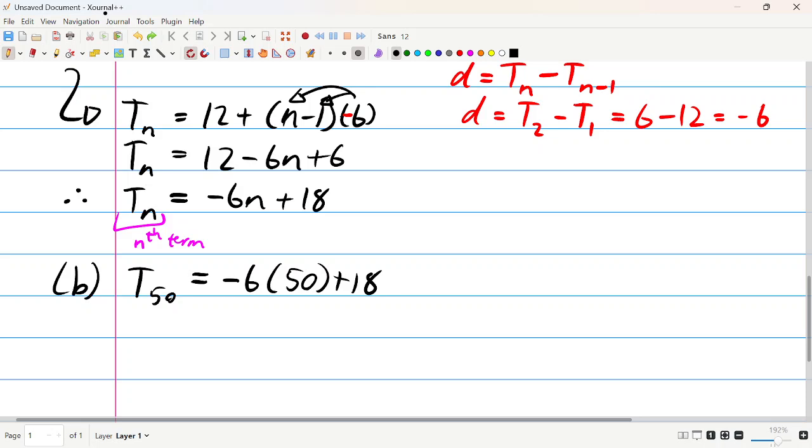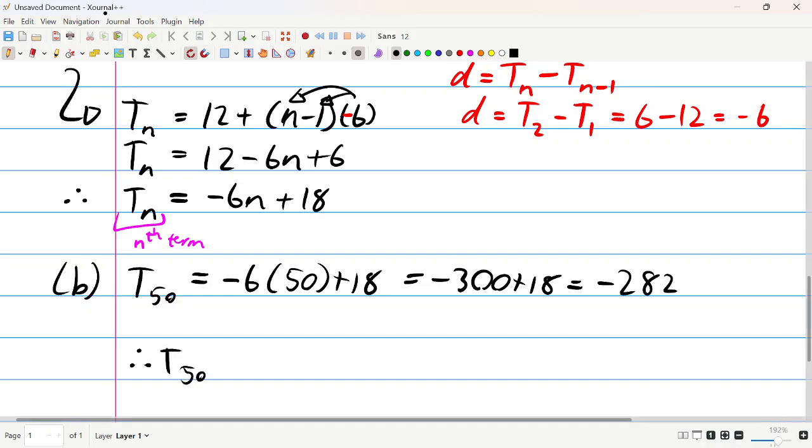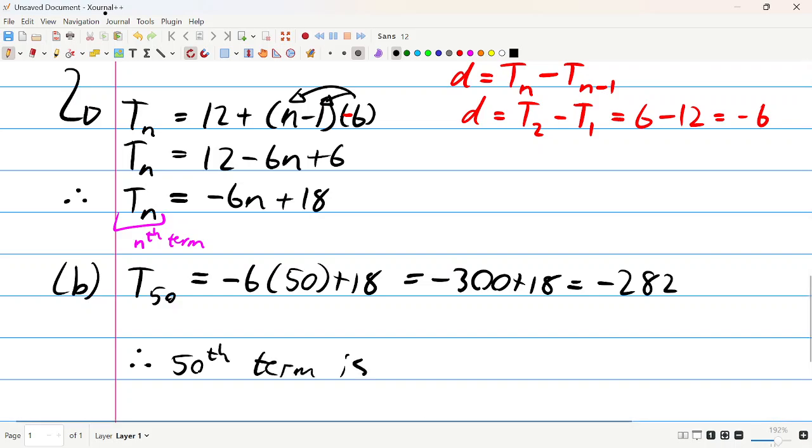Right, so negative 6 times 50 is obviously equal to negative 300, and we say plus 18, and this is just equal to negative 282, because we are adding 18 to the negative value over here. So this is going to be our T50. So therefore T50, the 50th term, is negative 282. So that's the answer.